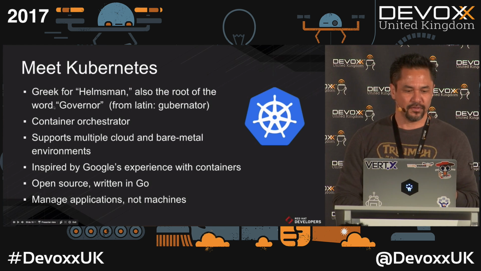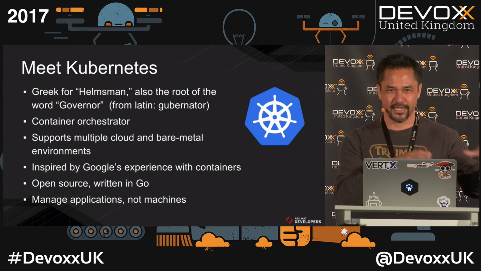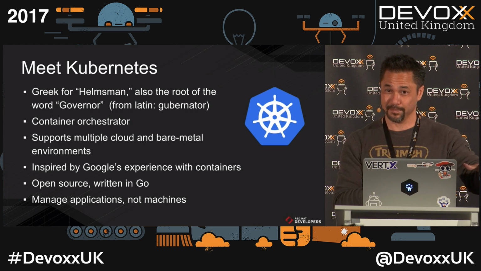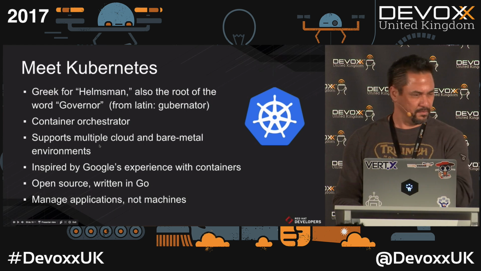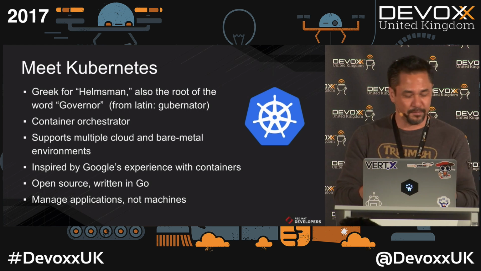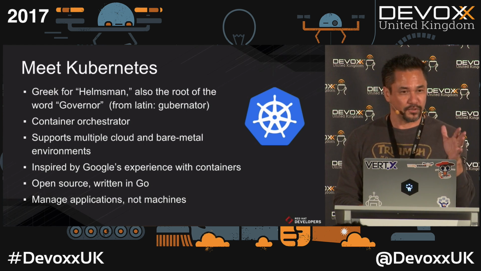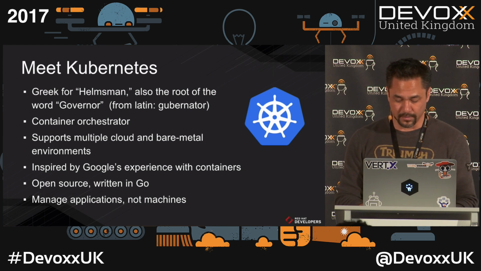It stands for helmsman in Greek, so the pilot of the ship, because the image of Docker is this container ship, so it's the pilot of the container ship. That's kind of the idea. So it's a container orchestrator. It's available on all these different clouds, public clouds. It's also on bare metal. You can run it on your laptop. We'll talk more about that in a second. And of course, you have the ability to run it anywhere you would like. And it's actually pretty straightforward.